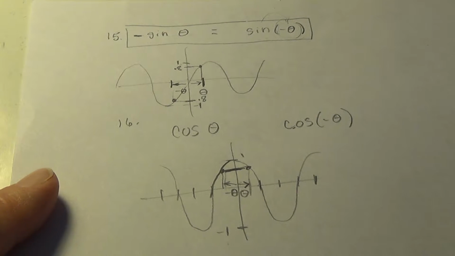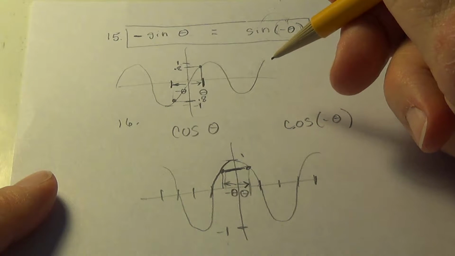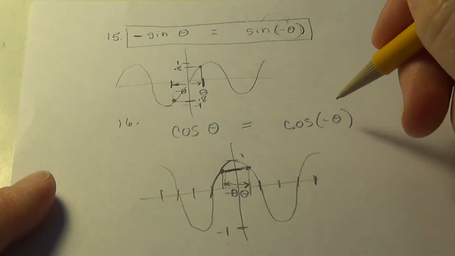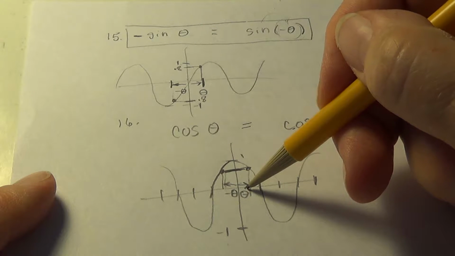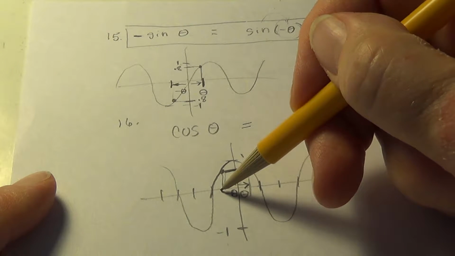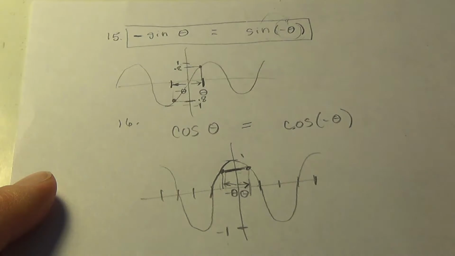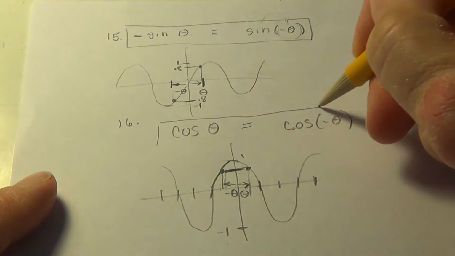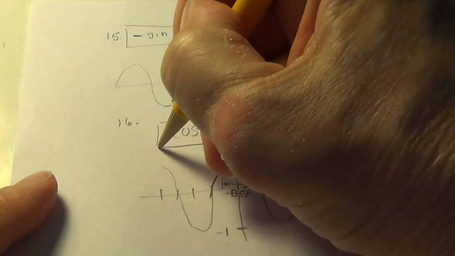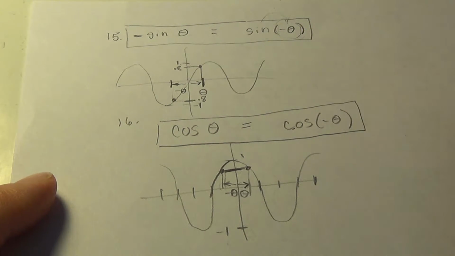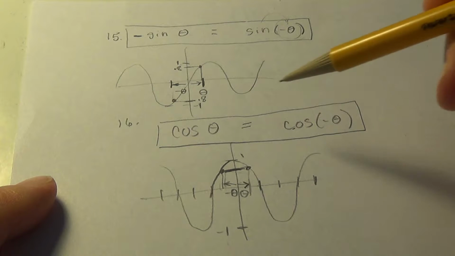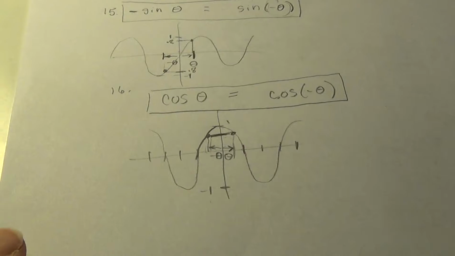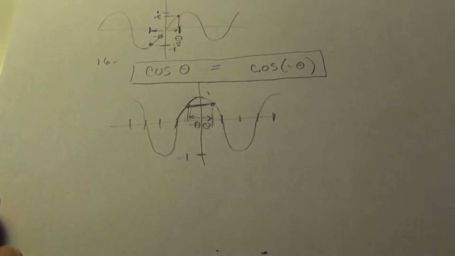Because the cosine curve is like this, we can say that cosine of theta equals cosine of negative theta. If you go out this amount, you hit the curve at the same point as you would going in the negative direction. Alright, so that's number 16. These are equal. They weren't opposites like they were in the sine function. So whenever you have the cosine of a negative theta, you can just drop the negative because it's equal to the cosine of theta.